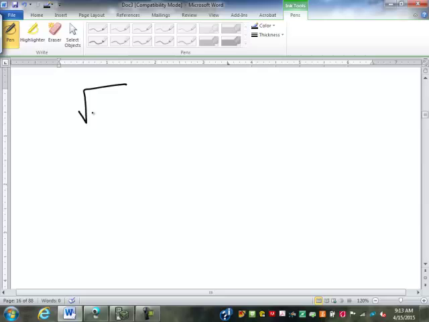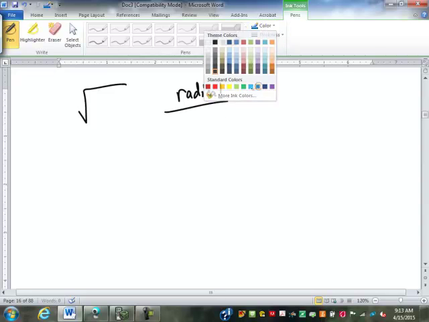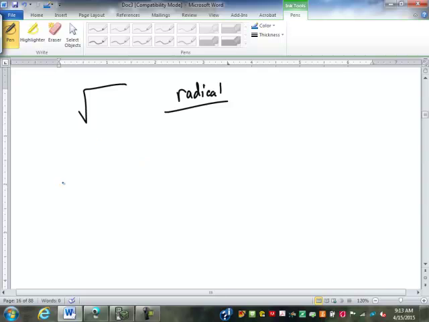What's that symbol mean? Most of us call it the square root symbol. Its technical name is the radical symbol. Most of us have seen it used like this, where it's asking us what is the square root of 16. But it can be used for other things. It can be used like this.